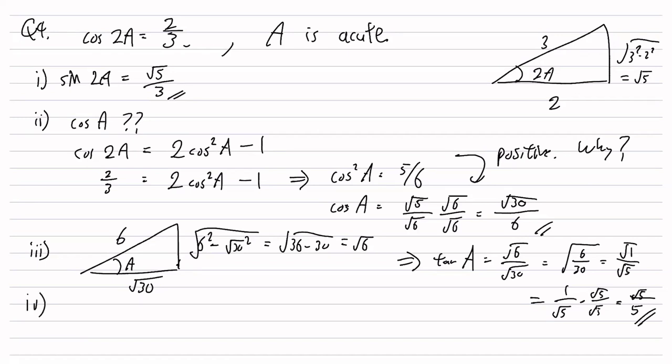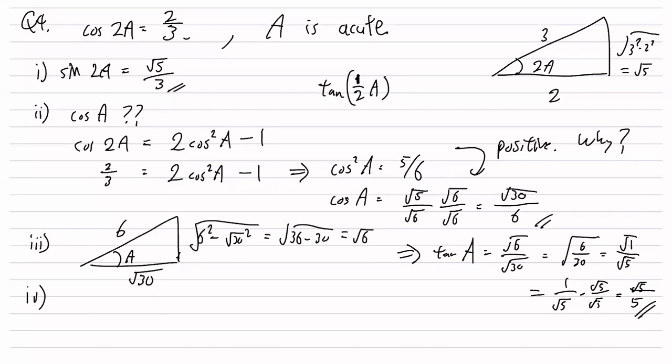Moving on to part 4. Part 4 wants tangent half A. Wow, how? Oh no, half A. Double angle. On which one? You use tangent A. Very good. You start with the bigger angle, then you break it down into the smaller angle. So okay, what is tangent A? Other than the fact that it's root 5 over 5. I'll use 1 over square root 5 instead.